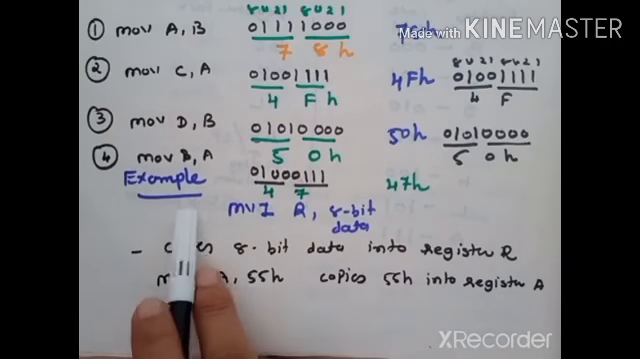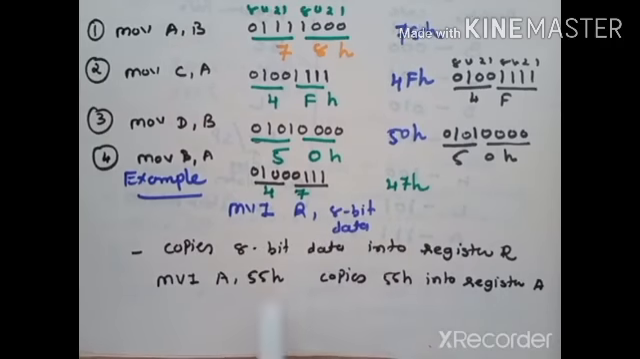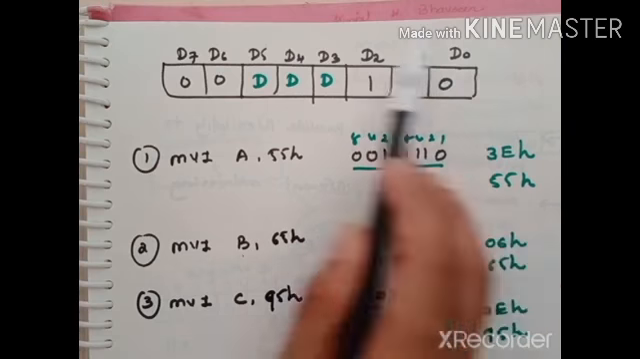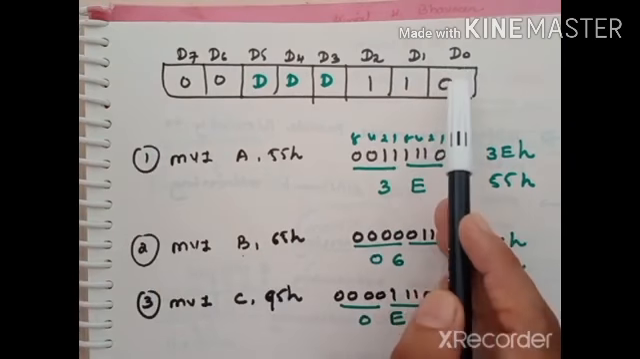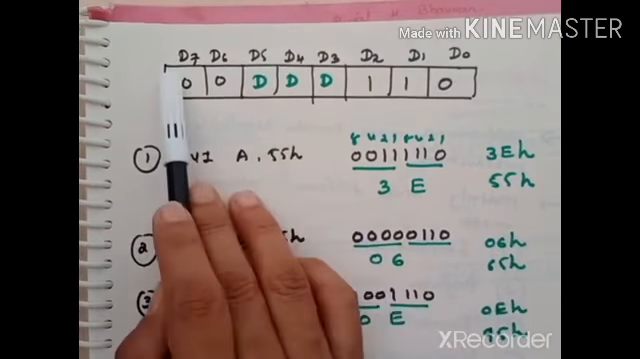Now start the second example. MVI is for 8-bit data. This instruction copies 8-bit data into register R. Then an example of this instruction: MVI A, 55H. This instruction copies 55H into register A. Then for the equivalent hex code, the format is 8-bit data D0, D1, D2, D3, D4, D5, D6 and D7.